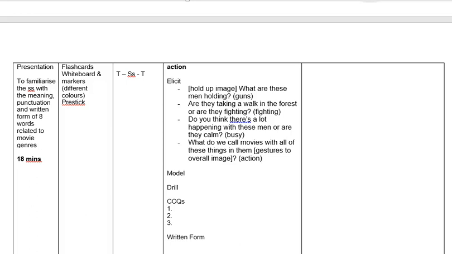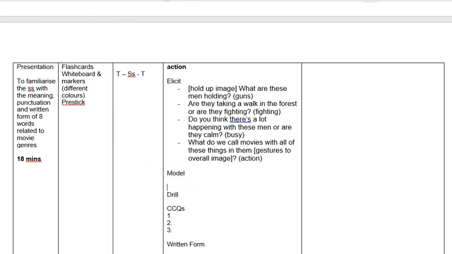If they can't give you the word, then prompt them by giving them the first sound, not the first letter. For example, it starts with an A. If they still struggle, ak, and hopefully they can then finish it. If by this stage they really can't give you the word, it's okay to tell them what the word is.